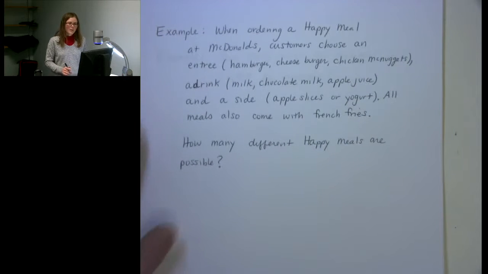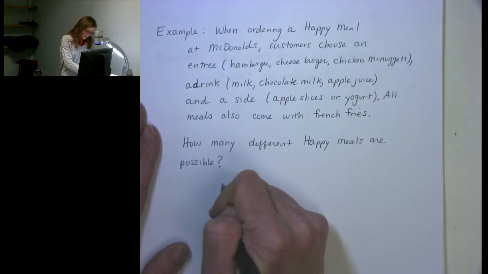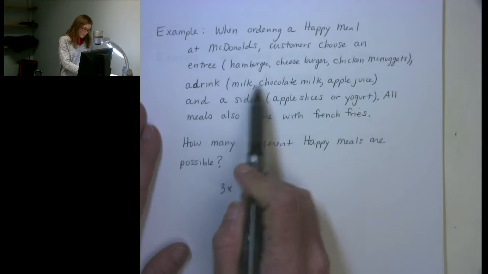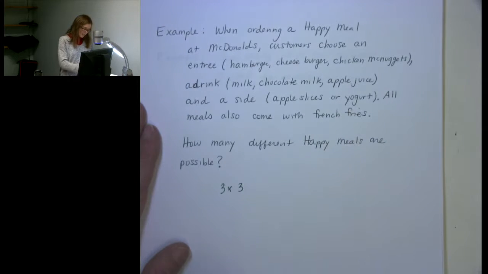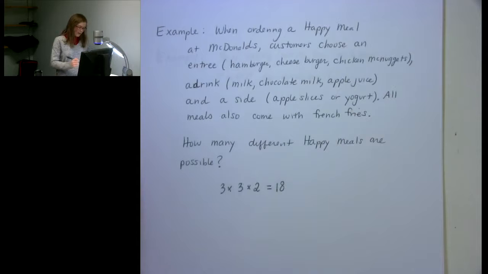So again, another example. When ordering a Happy Meal at McDonald's, customers choose an entree, either a hamburger, cheeseburger, or chicken McNuggets. They choose a drink, milk, chocolate milk, or apple juice, and they also choose a side, apple slices or yogurt, and in addition, all of them come with French fries. So if we want to ask how many different Happy Meals are possible, we've got 1, 2, 3 possible entrees, times 1, 2, 3 possible drink choices, times 2 possible side choices. So 3 times 3 is 9, times 2 gives me 18 possible Happy Meals.